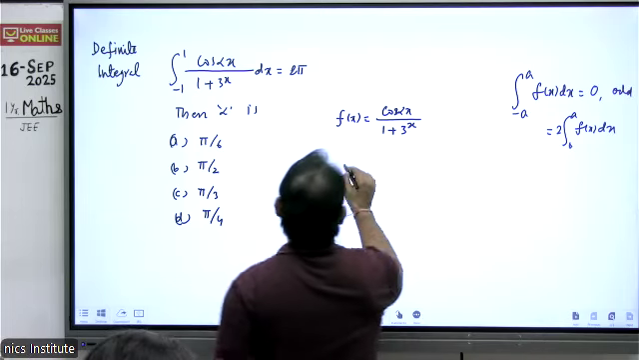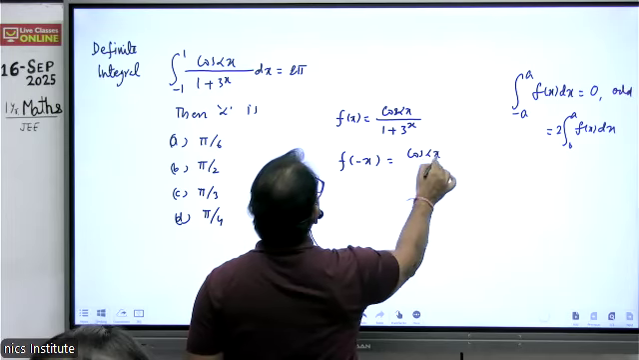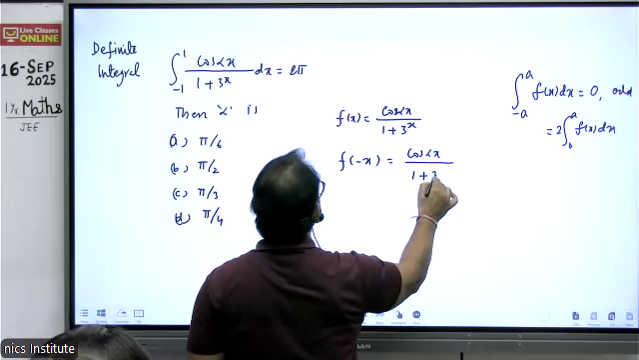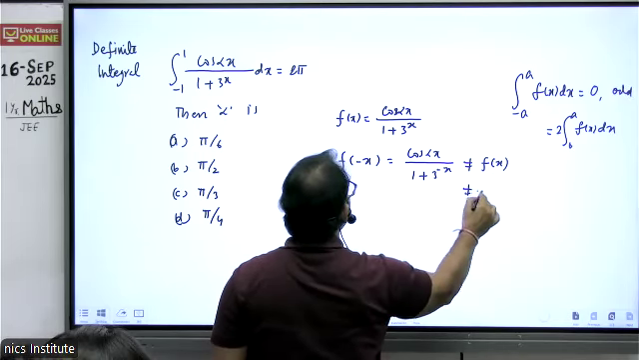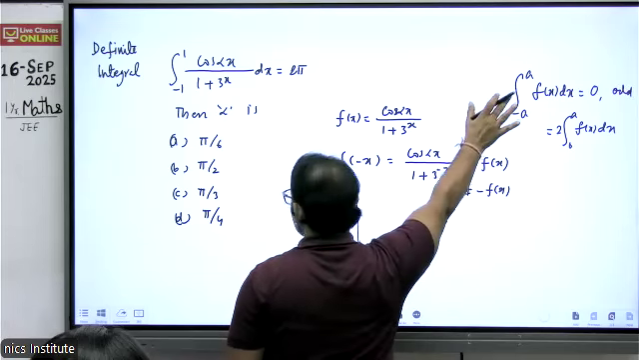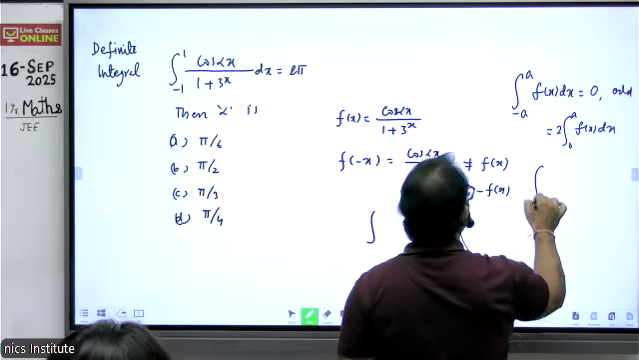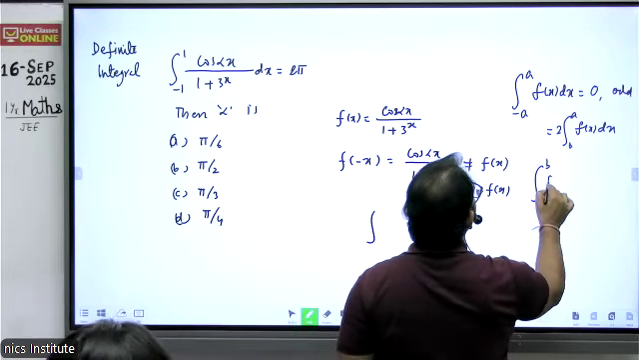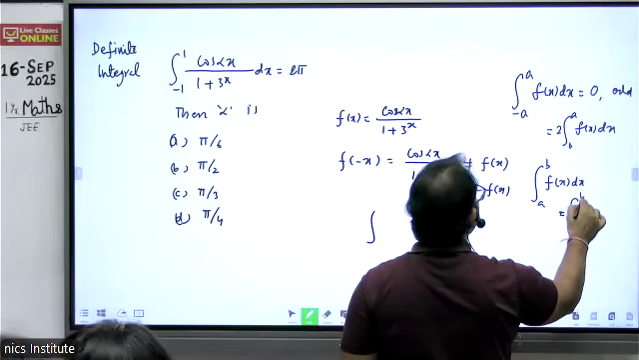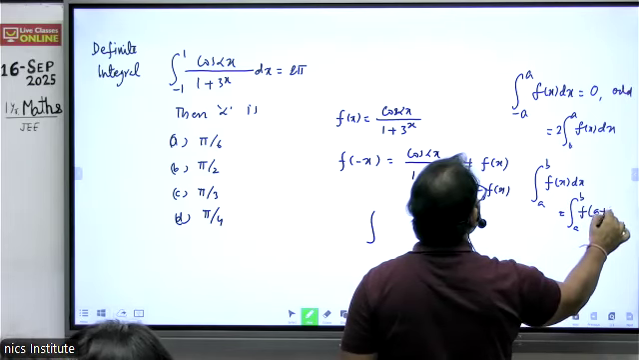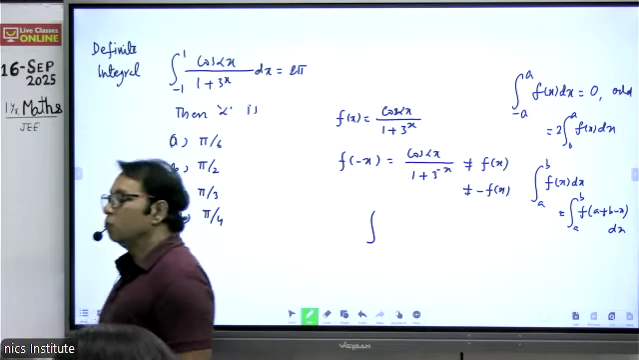If you replace x by minus x, it is cos alpha minus x over 1 plus 3 to the power minus x. So this is neither equal to f of x nor equal to minus f of x. So we can't apply this property. Then you can apply another property, which is: the integral from a to b of f of x dx is always equal to the integral from a to b of f of a plus b minus x dx. Use this property.